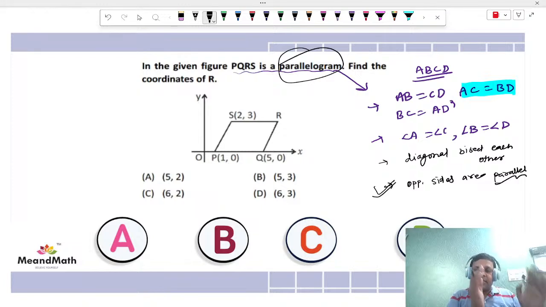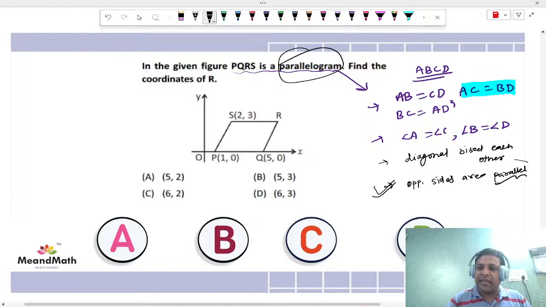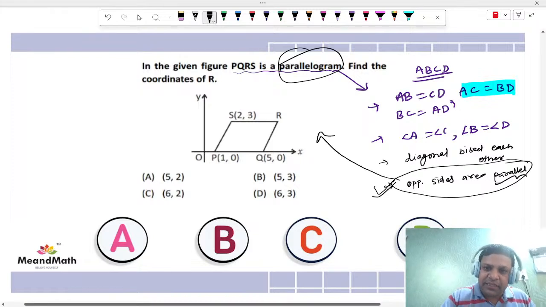So based on the parallel lines property, we find the properties like AB is equal to CD, angle A is equal to angle C, and diagonals bisect each other. All properties will be generated. We will identify, we will prove. Okay, so the definition is that lines are parallel. We will use this in this question.